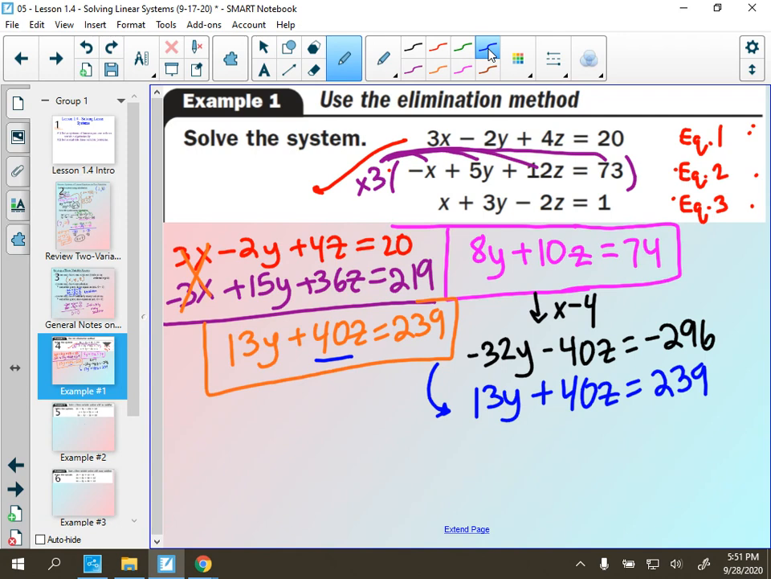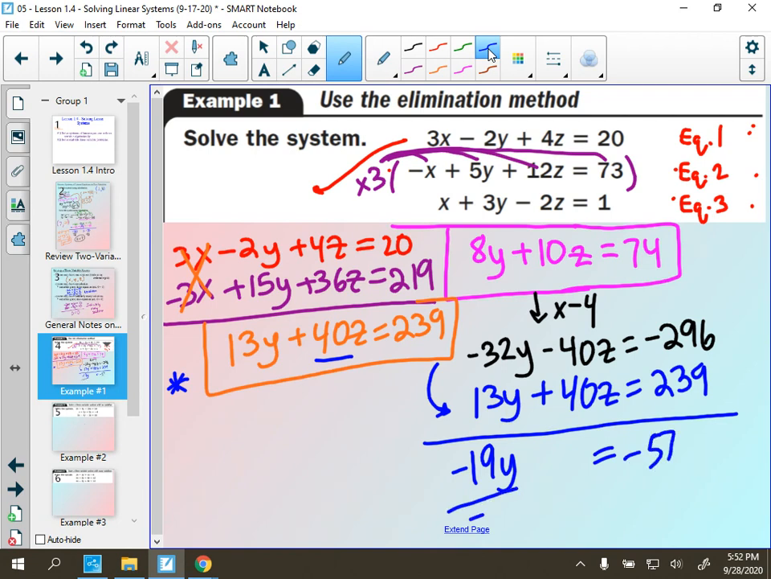Does it always work out that way? No, potentially I might have to multiply this equation by something to get a lineup of my coefficients. It just so worked out where I was able to keep that one as is. So here we go. Finally, we're going to be able to eliminate something. Negative 32 plus 13 is negative 19y. Our z's will eliminate. We'll go negative 296 plus 239 and get negative 57, and we're holding our breath here.